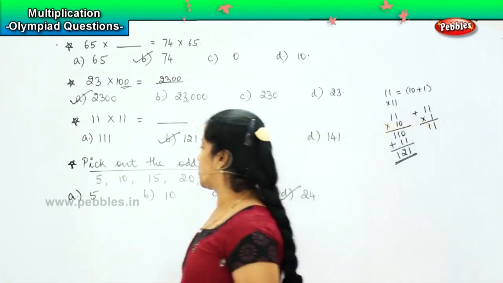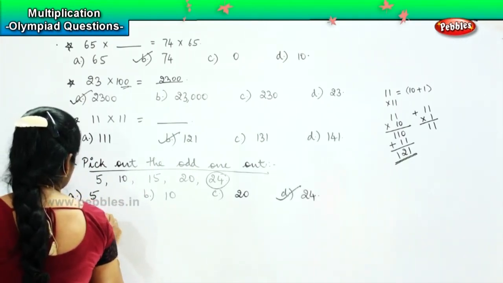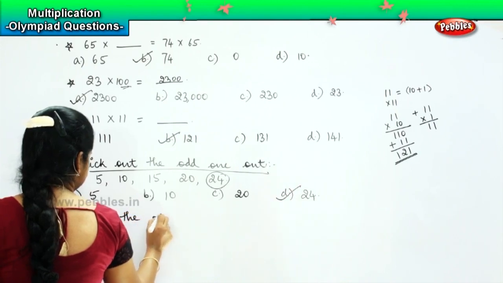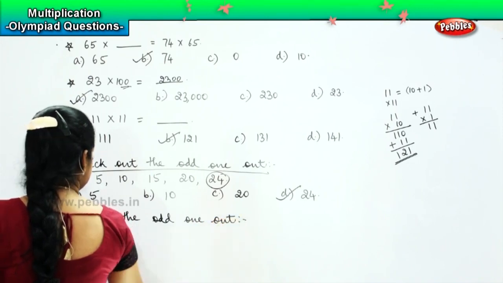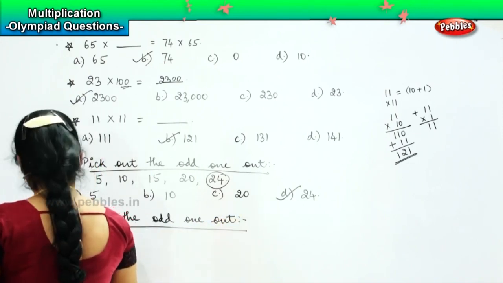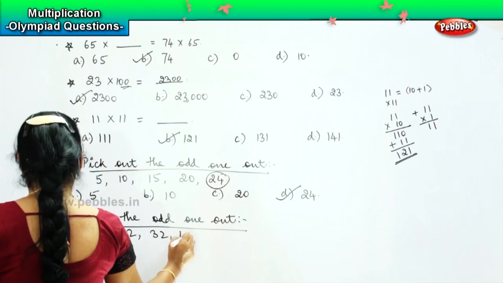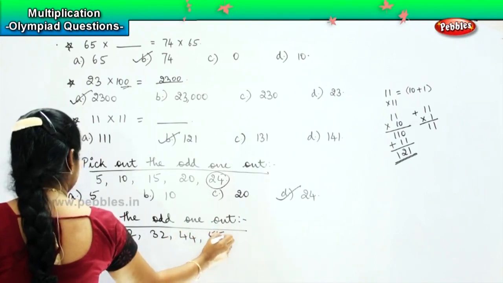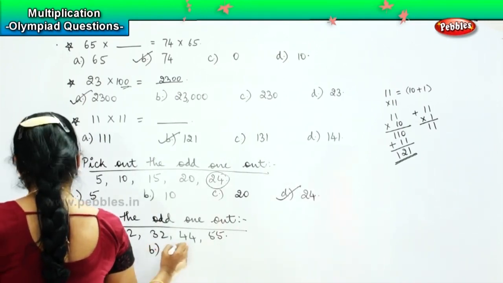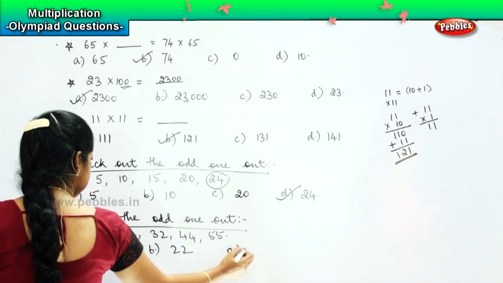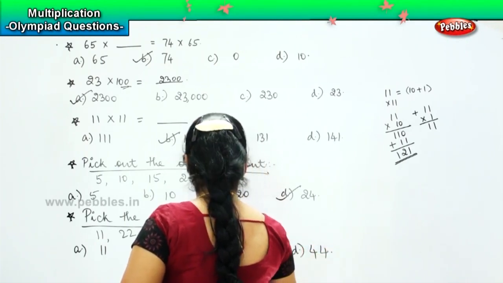Okay. So here is your next one. The question says, again, pick the odd one out. And your numbers are 11, 22, 32, 44, 55. Okay. And your options are 11, option B 22, option C 32, and option D 44.